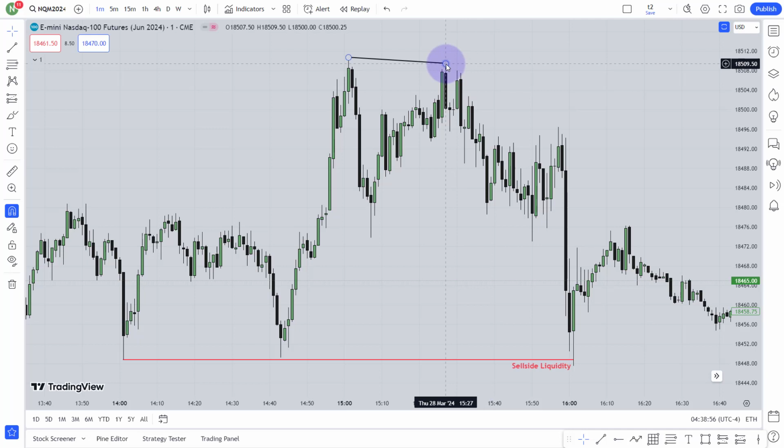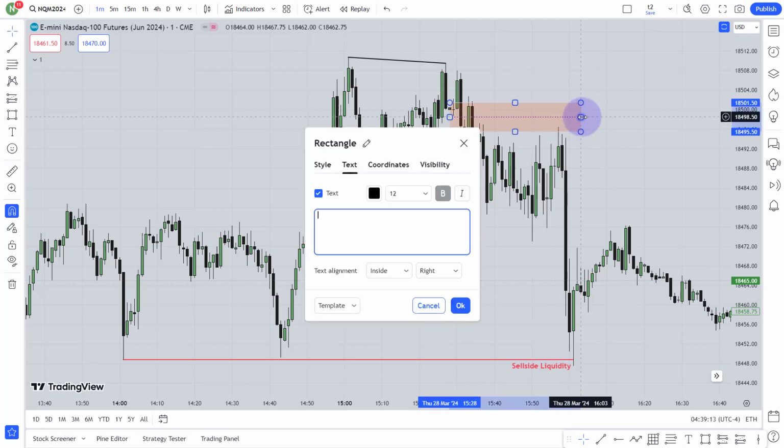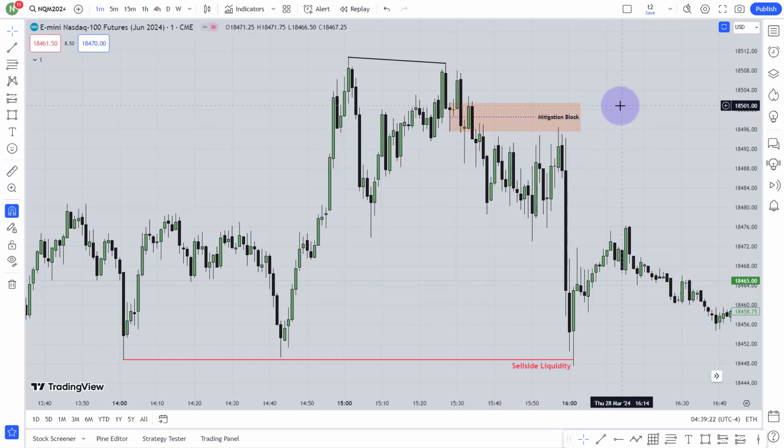Now I will look for the mitigation block. So high, low, lower high. Between the two highs, the lowest down close candle is my mitigation block. So this will be my mitigation block, and I'm gonna write it down: mitigation block. So that's my mitigation block.